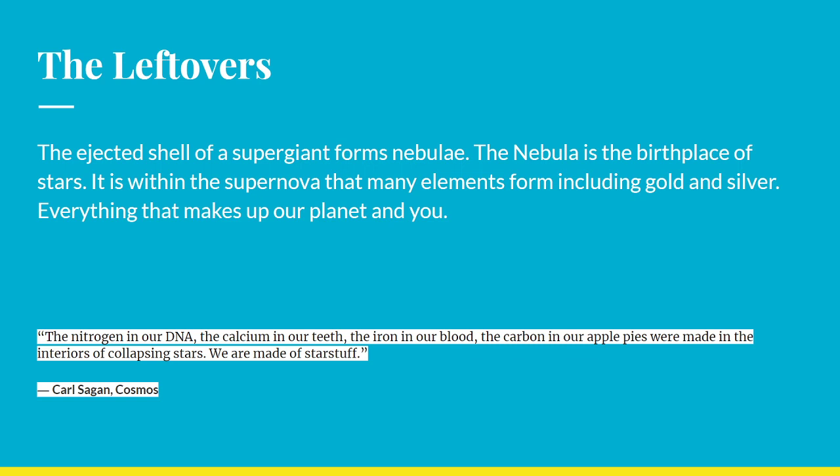Carl Sagan said it pretty well. He was an astronomer. He said the nitrogen in our DNA and the calcium in our teeth, the iron that allows our blood to bond to oxygen, the carbon, the apple pies, all of those elements are made in the interiors of collapsing stars. His famous quote, "We are star stuff."